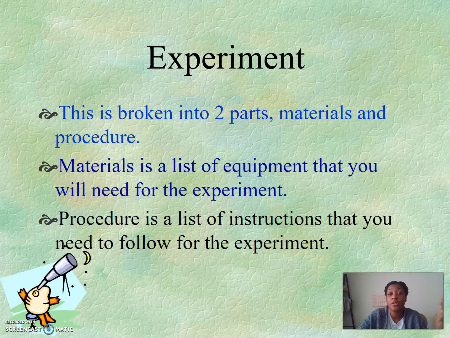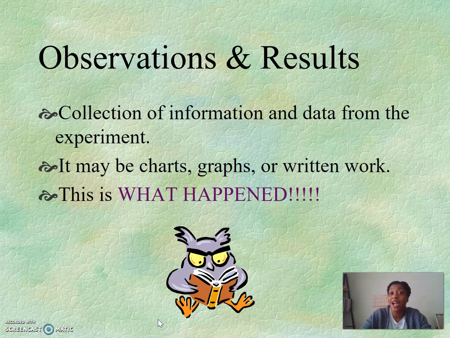There are 2 parts to your experiment: materials and procedures. Your materials are a list of equipment that you will need for the experiment, and the procedures are a list of instructions that you need to follow for this experiment. If you do these 2 things, you'll hopefully have a very good experiment that you'll carry out that would then allow you to generate observations and results. This is the collected information and data from the experiment that may consist of charts, graphs, or written work. So this is what actually happened.